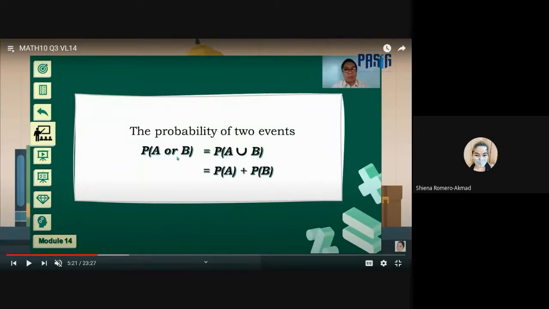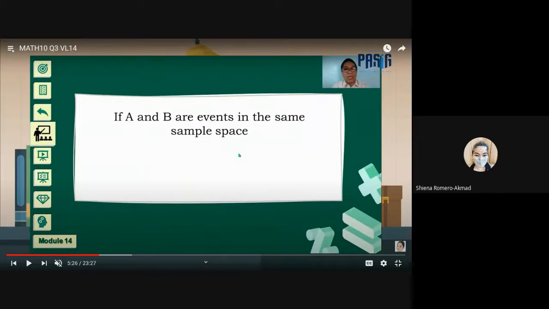Kaya nga, nirepresent natin siya in this symbol because this means that you are getting the probability of A or B, or simply their union. Okay? And if A and B are events in the same sample space, meaning there are chances na itong dalawang to, if you get their probability, they have common elements. Siyempre, kailangan natin ibawas yung common element nila. And yung common element na yun ay yung intersection nila.